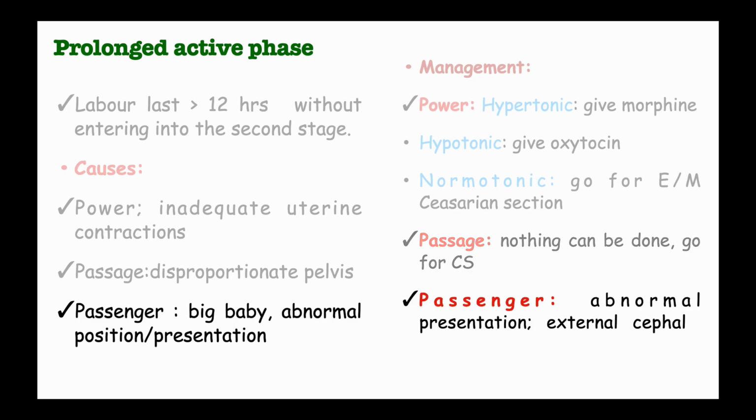And if we determine that the problem is coming from the passenger, which is the baby, for example, if there is abnormal presentation, then we may try doing external cephalic version to align the baby with the maternal pelvis. But if we fail in external cephalic version, we have to go straight to do cesarean section for this woman.